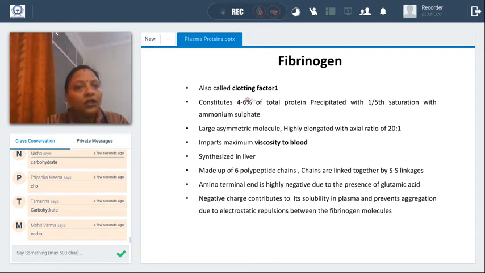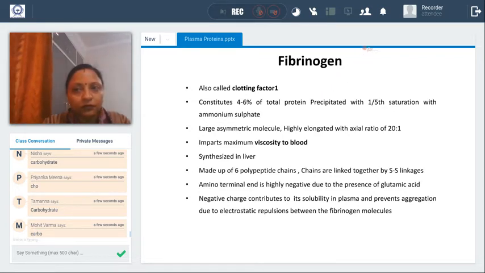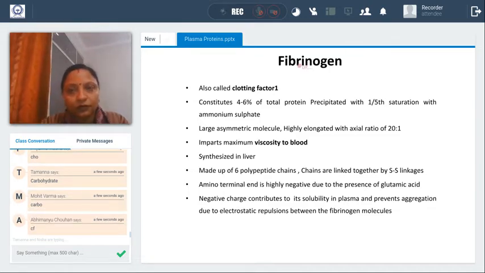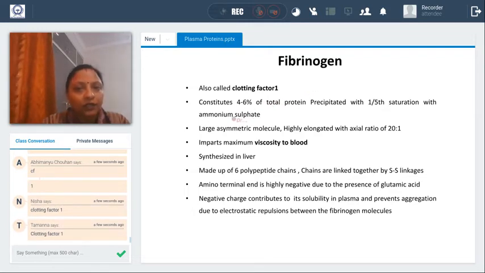Fibrinogen, also called clotting factor 1. So, what is another name of this fibrinogen? Please write in the box. What is another name of fibrinogen? Clotting factor 1. Okay.